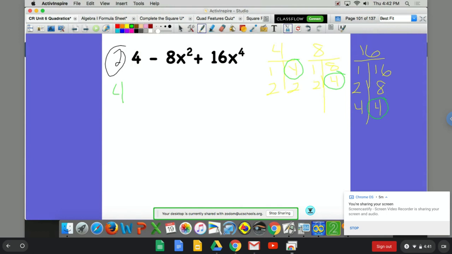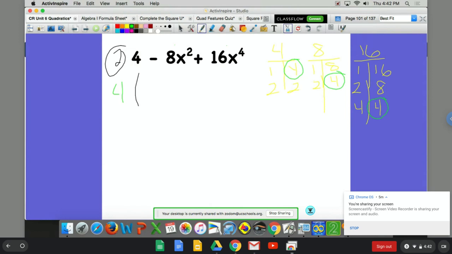And now this time, they actually do not all have an x. So the second term, negative 8x squared here, has an x, and 16x to the fourth has an x, but the 4 does not. So we cannot factor out an x this time. So we're going to go ahead and start our parentheses.